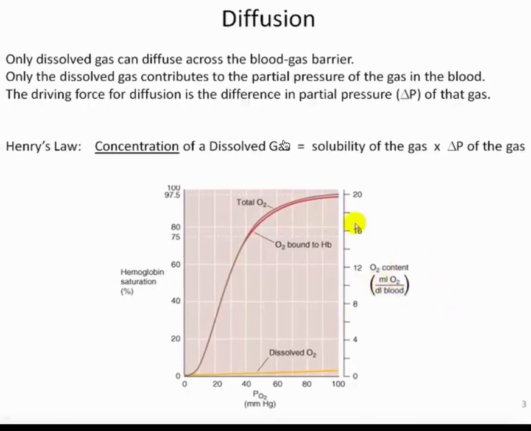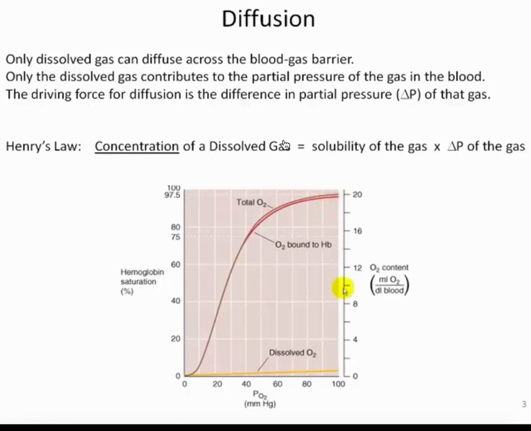What we're going to look at then is the total oxygen content is about 20 mLs of oxygen per deciliter of blood. But how it's broken up: the total is shown up here in brown, and it's the sum of the red and the yellow. The yellow is dissolved, and the red is oxygen bound to hemoglobin. So if you take the red and add it to the yellow, you end up getting the total, which again is about 20 mLs of oxygen per deciliter of blood.